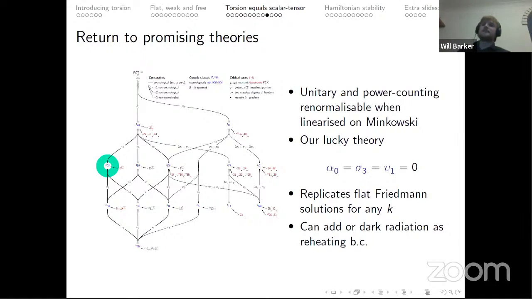So returning to the theories that we had at the beginning, these new torsion theories, which are interesting as being unitary and power-counting renormalizable on Minkowski space. We recall that we had this theory here, which reproduced the flat lambda CDM solution despite not having an Einstein-Hilbert term in it. And for any spatial curvature, it's going to give us the flat Friedmann expansion history.